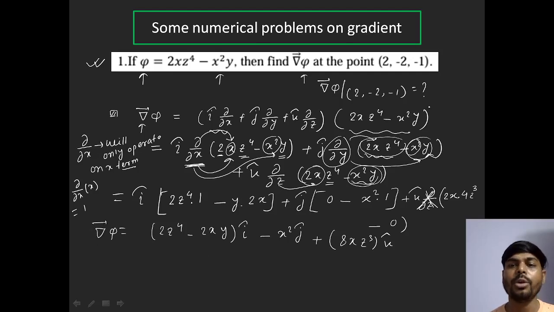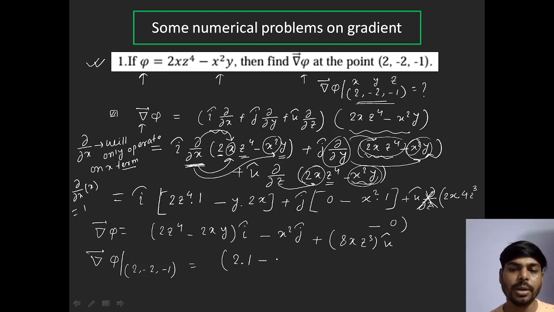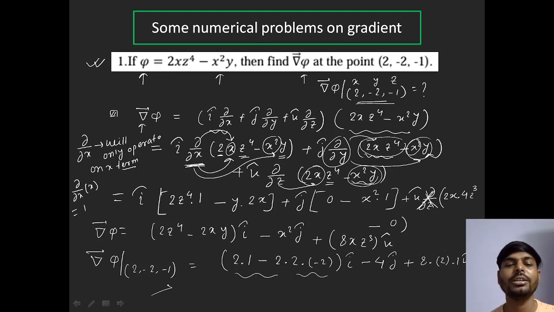So what is it? It's gradient of phi. But you have to find out gradient of phi at that point. That means x is equal to 2, y is equal to minus 2, and z is equal to minus 1. Just put these values, 2, minus 2 and minus 1. You will get the result. So 2 into (minus 1) to the power 4, that means 1, i cap, minus 2 into x is equal to 2 and y is equal to minus 2, and x square, that means 4, j cap, plus 8 into 2 into (minus 1) cube, k cap. So final result, solve this one, simple arithmetic, and you can get the answer.